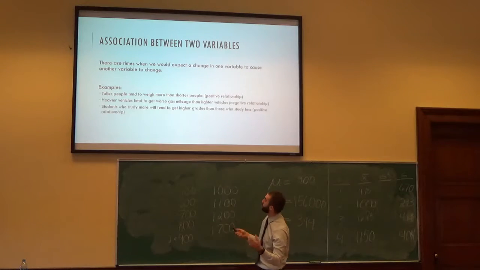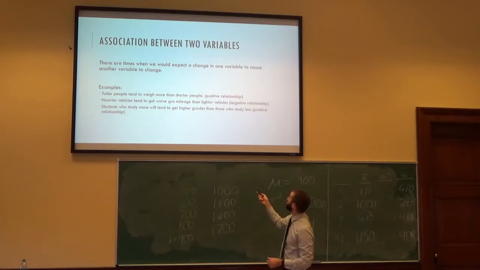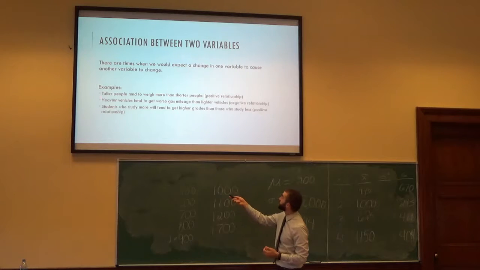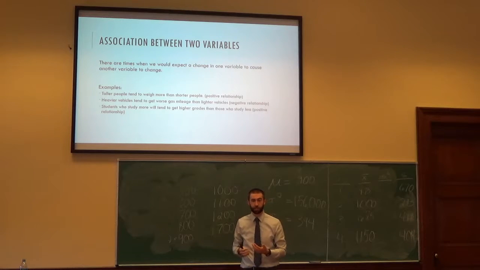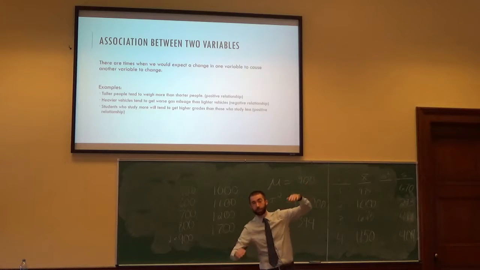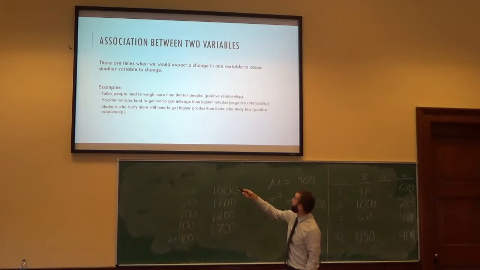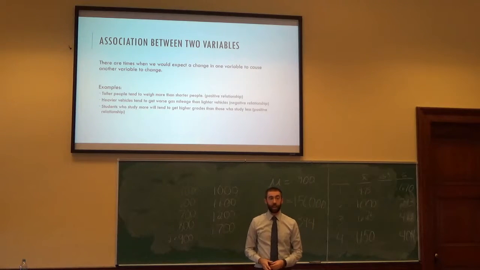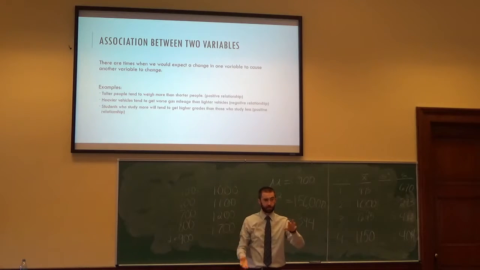Here are some examples. Taller people tend to weigh more than shorter people. There's some positive relationship. Students who study more will tend to get higher grades than those who study less. There's a positive relationship. The students that study more have higher grades on average than the students that study less. So there's a positive relationship. As study goes up, grades go up. As height goes up, weight goes up. Heavier vehicles tend to get worse gas mileage than lighter vehicles. It's a negative relationship. As the weight of a vehicle goes up, the gas mileage goes down. So there's a negative relationship.